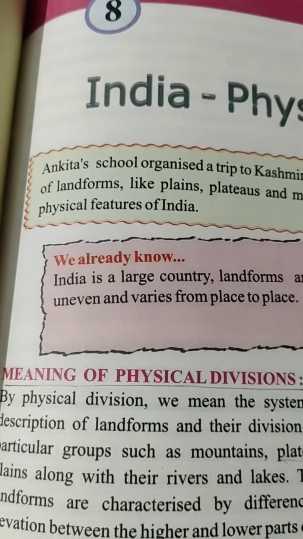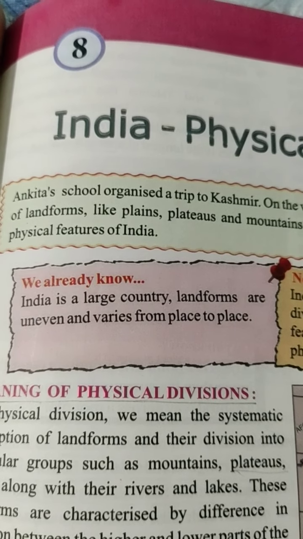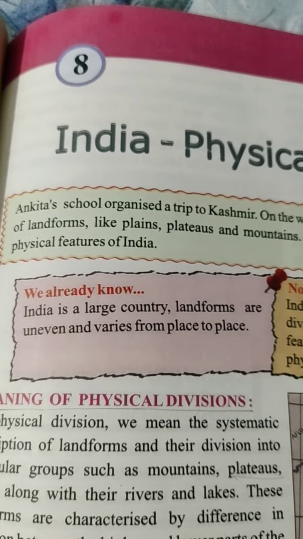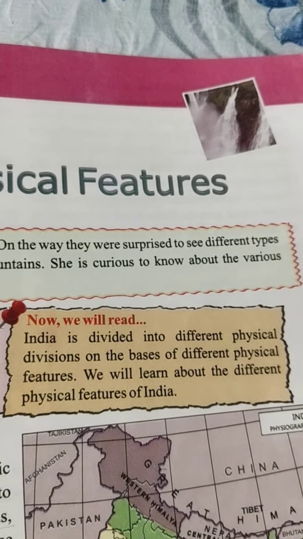Children, we already know India is a large country. Landforms are uneven and vary from place to place. Now we will read: India is divided into different physical divisions on the basis of different physical features. We will learn about the different physical features of India.